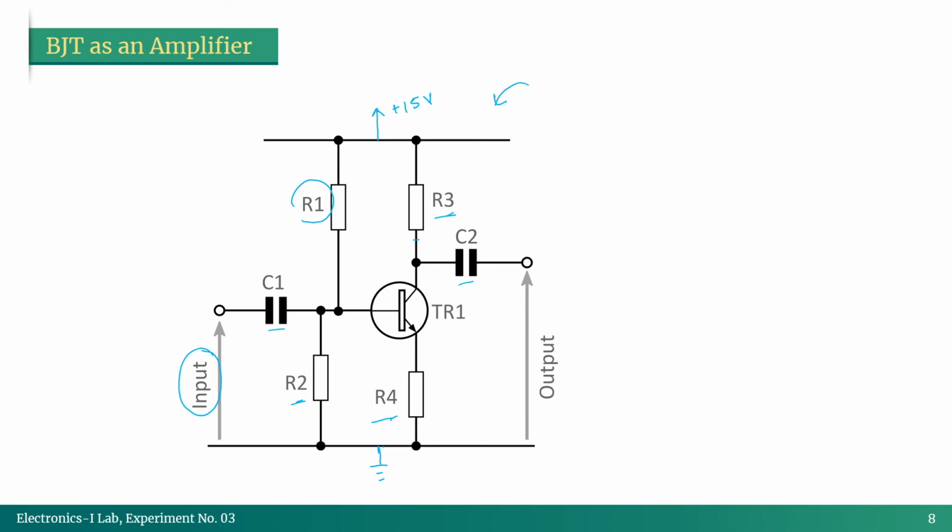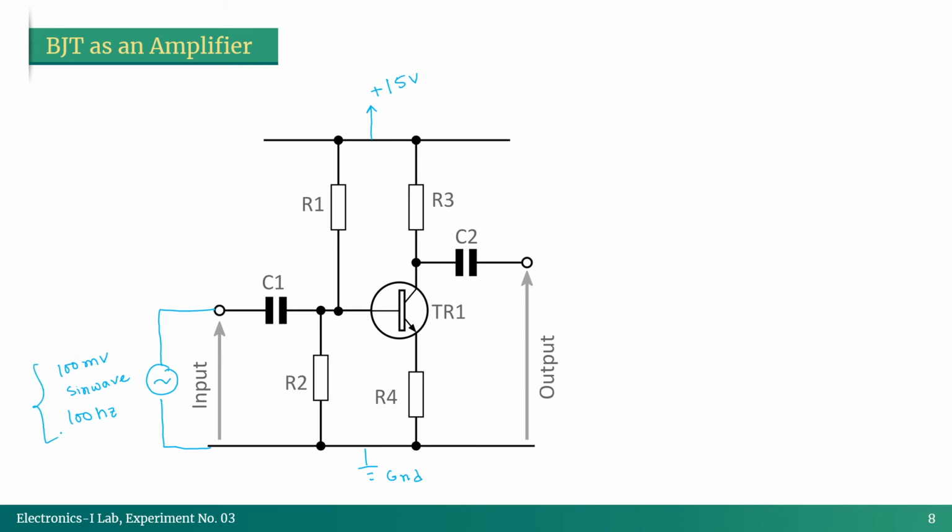Okay, now let me explain the task that we have to accomplish. At the input, we have to supply a voltage of 100 millivolt sine wave with 100 hertz frequency. Then we have to measure the output here, and we are just going to get the AC signals at the output because of these capacitors here. These capacitors are called coupling capacitors. Whenever we use a coupling capacitor, all DC values are blocked, only AC values are permitted.